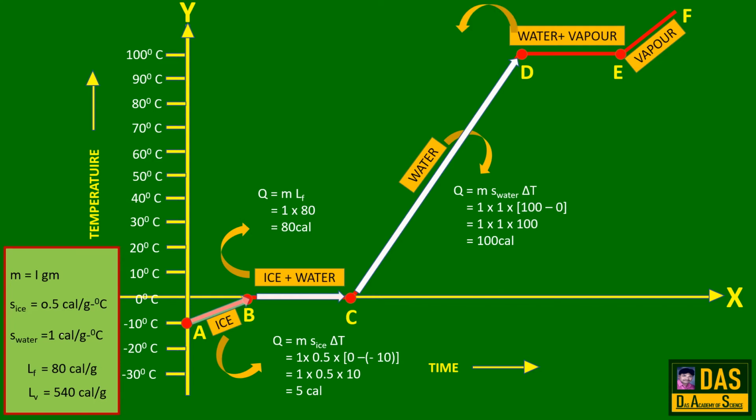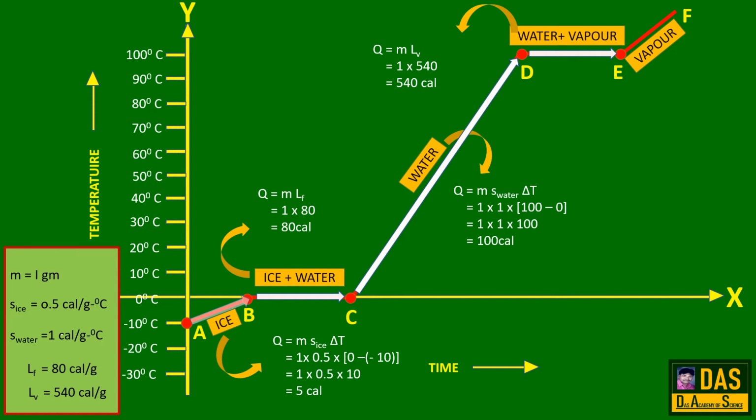Similarly, finally, observe between D and E. Here, there is no change in temperature, but there is a change in the state of the matter. So water is converting into gaseous state, that is vapor. So here we use the formula Q is equal to m L to find how much heat energy is required to convert water at 100 degrees Celsius to steam at 100 degrees Celsius.